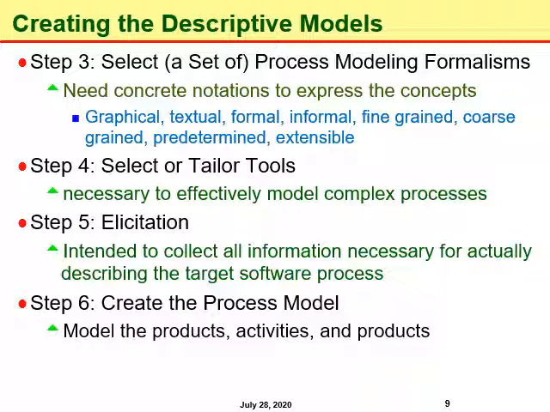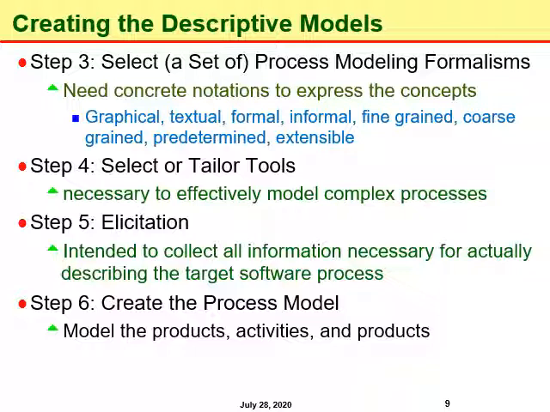Then the fourth step is select or tailor tools. Tool support is usually necessary to effectively model complex processes. Among other things in a descriptive modeling effort, tools are useful for supporting the use of the chosen modeling notations, storing large models or model collections in a convenient and safe way, and finally they help in producing alternative representations of the models. Then the fifth step is elicitation.